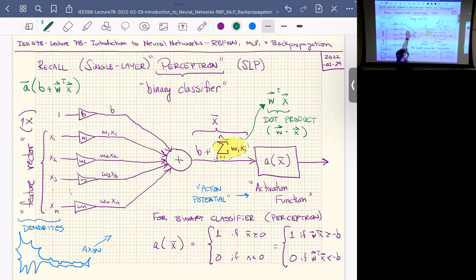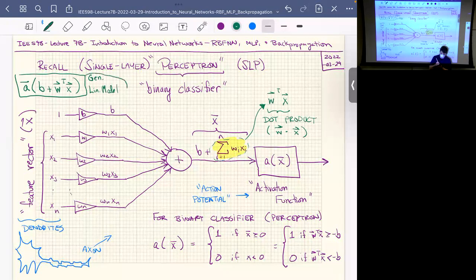We can model it abstractly as this sort of structure that looks like this neuron down here, but it's really just that up there. And that thing up there is really just a generalized linear model. All right, so that's basically where we, I think, left off last time.